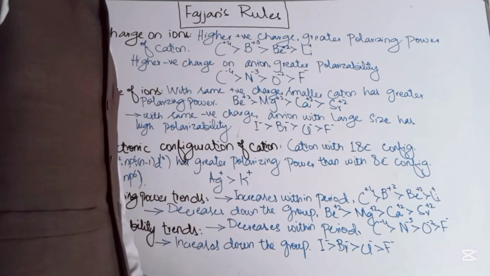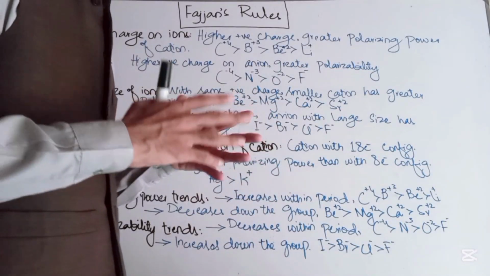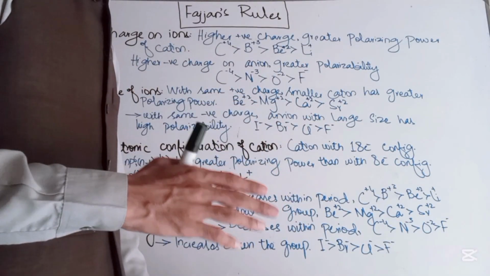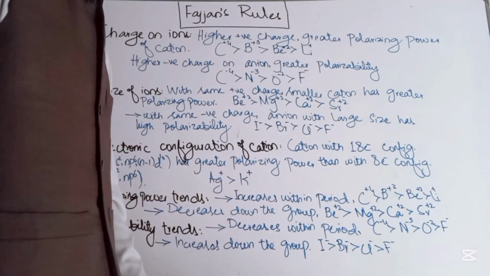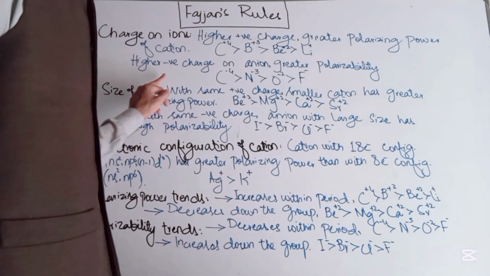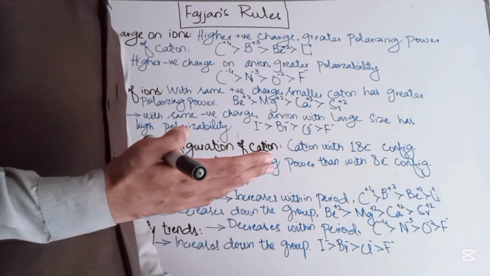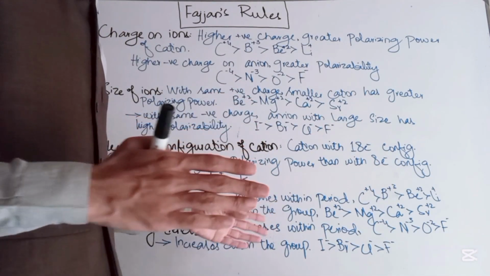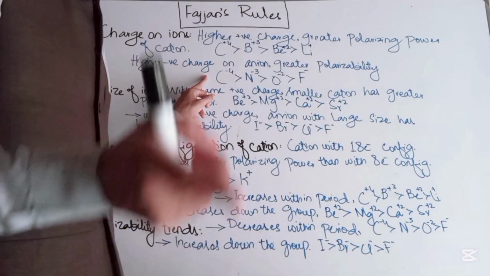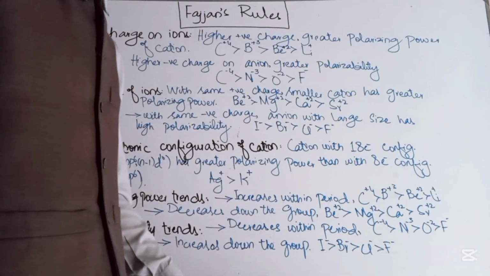Next factor is the size of the ions. Keep in mind that we can only compare the size of those ions that have the same charge, the same negative charge or the same positive charge. With the same positive charge, smaller cations have greater polarizing power. If we have a number of cations with the same positive charge, the cation with the smallest size would be the greatest in polarizing power.